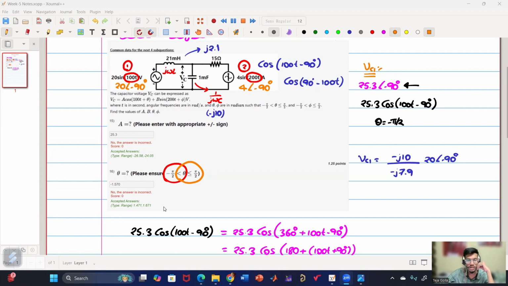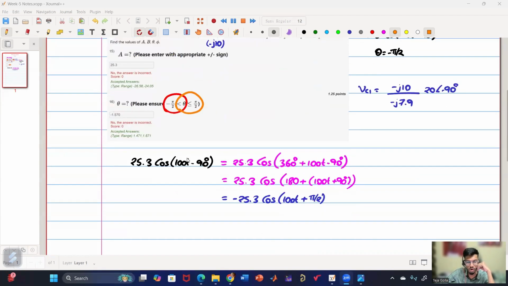And he is not wrong. But in the question, they have mentioned that theta cannot be minus 90. So we are getting minus 90, so we have to change it. You have to play with the trigonometric identities to make sure that this angle is within the range that they have mentioned in the question. So I have used cos theta equal to cos of 360 plus theta, and then 360 minus 90 is 270. I have written it as 180 plus 90 because both are the same. Then I got minus 25.3 cos 100t plus pi by 2.